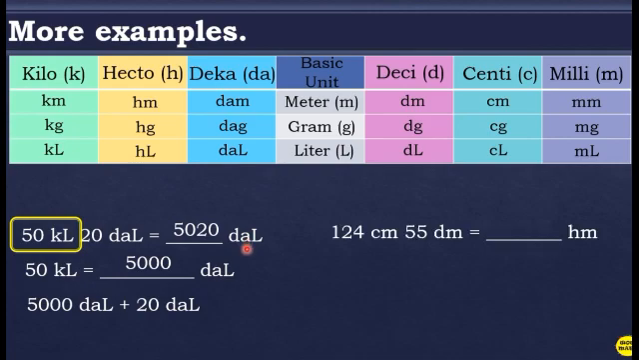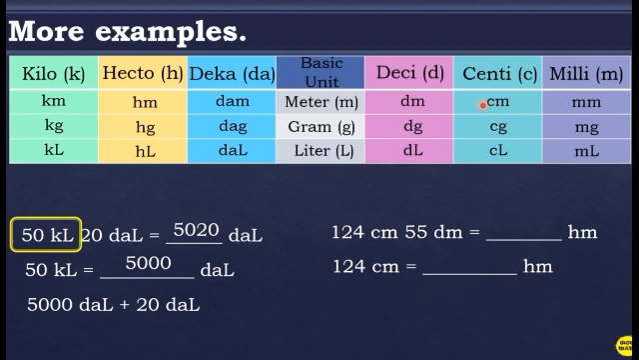Next. I have here 124 centimeters and 55 decimeters. How many hectometers? This is asking us to convert to hectometers. The units are different, so how do we do it? We first convert 124 centimeters. This is centimeters, we do them one by one. This one first and then the next. So we convert centimeters to hectometers.